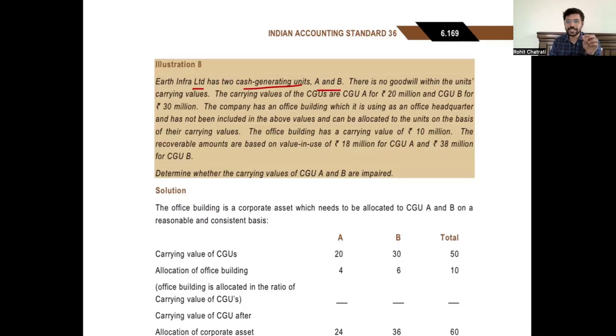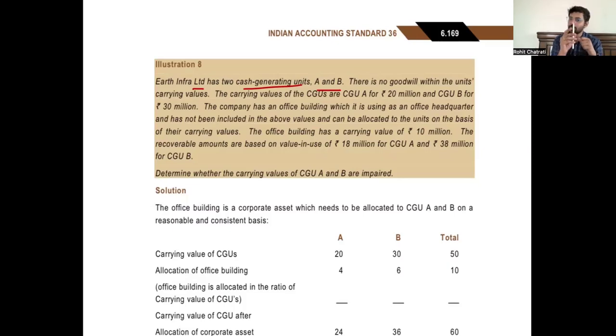Sometimes there might be assets which cannot generate cash flows on their own. For such assets, you won't be able to calculate value in use, because that asset on a standalone basis is not going to be able to generate cash flows on its own. So a cash generating unit refers to a group of assets which are capable of generating cash flows.